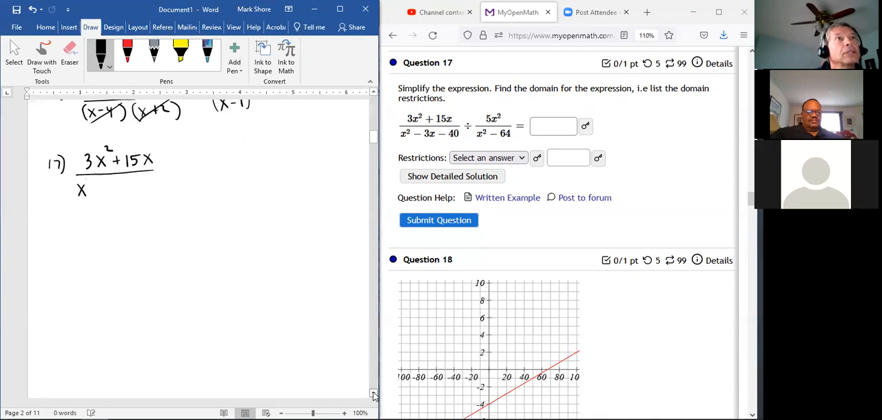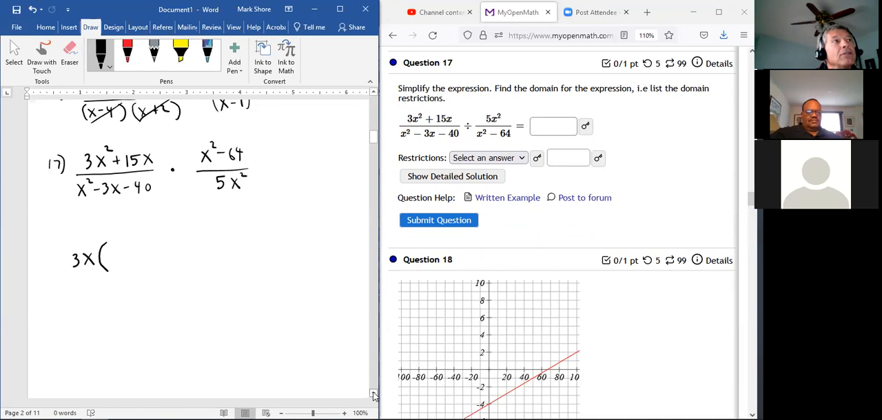So we got x squared minus 3x minus 40. And then we have to flip this second fraction, with x squared minus 64 on the top and 5x squared on the bottom. Now with this one, the top one here, taking it one piece at a time, the top one has a common factor of 3 because 3 will go into 3 and 3 will go into 15, plus both of those terms have an x. So that's what you need to factor out.